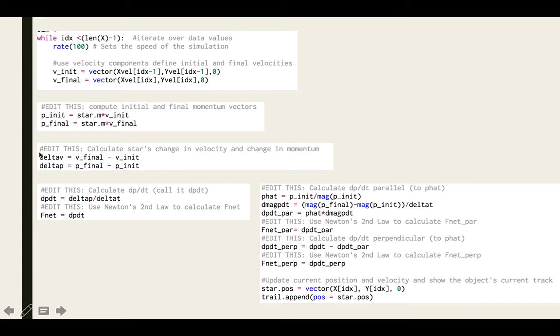And then we find the change in momentum and the change in velocity at the given points just by finding the difference between the final and initial values. And then we find the change in momentum with respect to time by dividing the change in momentum by the change in time. So according to Newton's second law, like we just saw, the net force is equivalent to delta P over delta T, so we have just calculated the net force and can define it to make our code more coherent. Later, I also set my F-net parallel and perpendicular components equal to the parallel and perpendicular components of dp over dt since they are the same value.